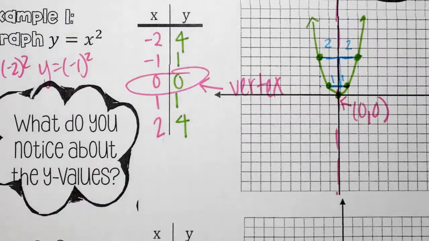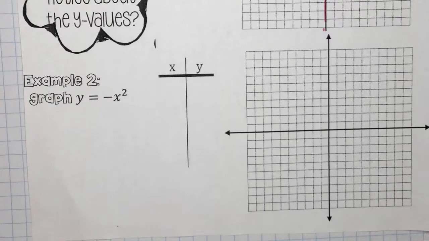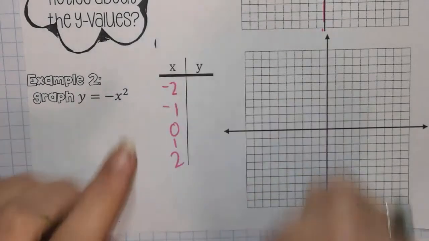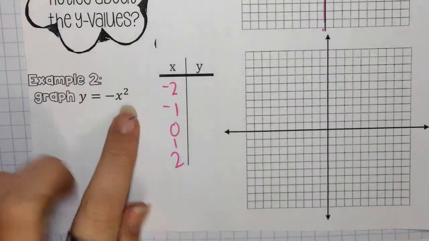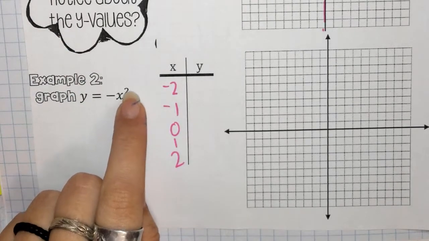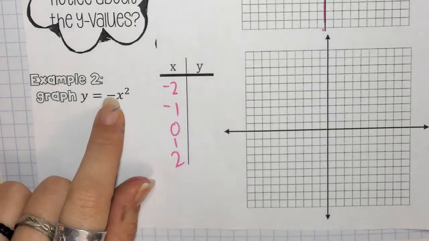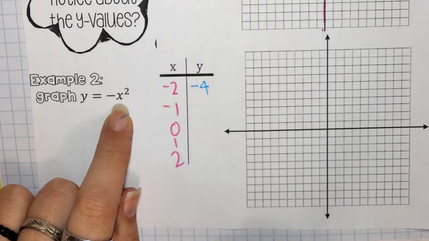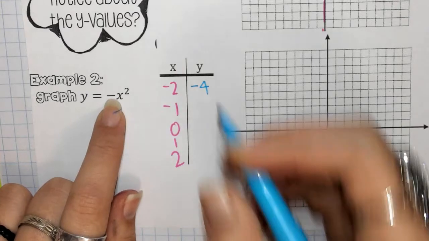Okay? So now let's look at example 2. What is different about the problem on example 2? It's a negative x squared. So we're going to use negative 2, negative 1, 0, 1, and 2 again. Now, we're going to square negative 2. So what's negative 2 squared? Positive 4, because it's negative 2 times negative 2. And then you have a negative out front, so you're going to make it a negative 4. Same as the next one. So what's a negative 1 squared? Positive 1, and then you make it negative, so it's negative 1.